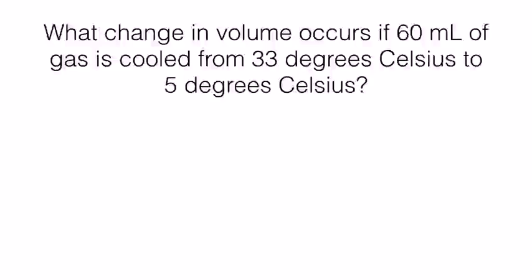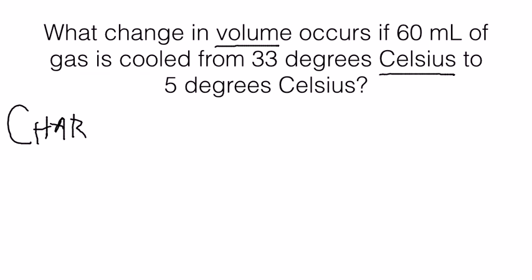Alright, looking at this problem, we have a couple of variables that we need to consider. So first, what change in volume occurs if 60 milliliters of gas is cooled from 33 degrees Celsius to 5 degrees Celsius? So the two variables that we're looking at are volume and temperature. The law that pertains to volume and temperature is Charles' law. Just a quick review of Charles' law.